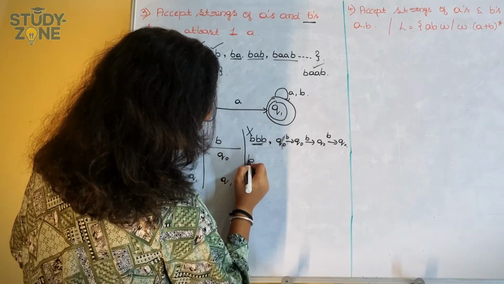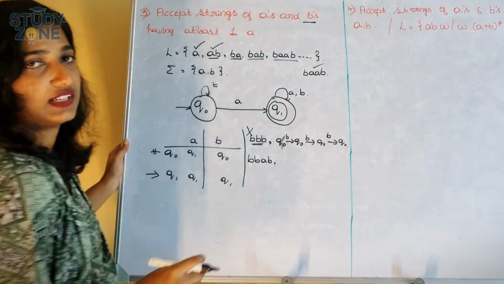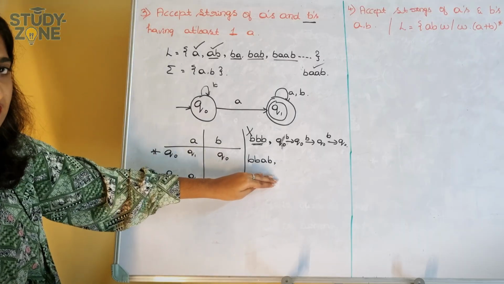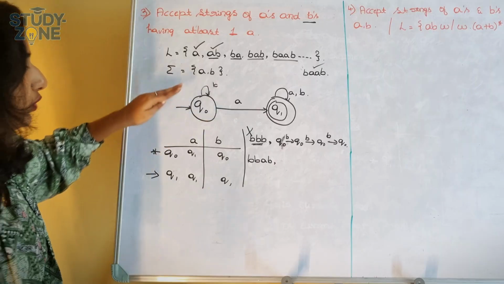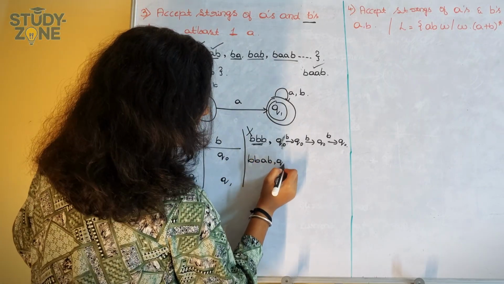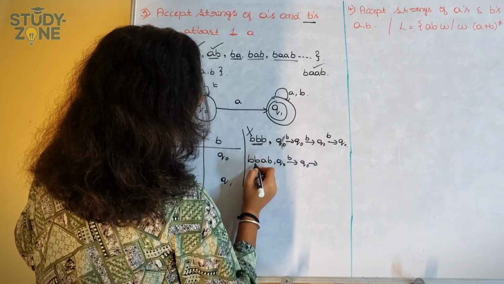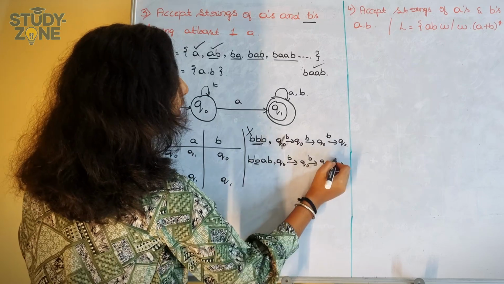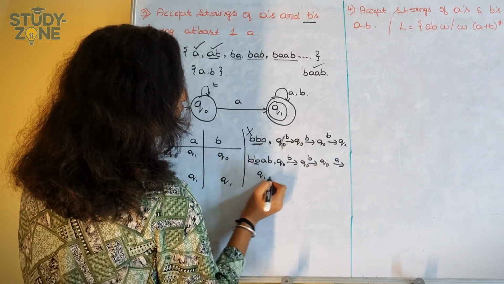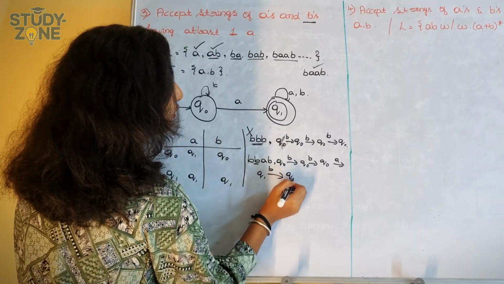So if we have BBAB here, let's check whether it is accepted or not. It should be accepted, right? Because I have at least one A here. So Q0 on B is in the Q0 state only, and then on B, it is in the Q0 state only, and then on A, it is moving to the Q1 state, and then on B, it stays in the Q1 state only.